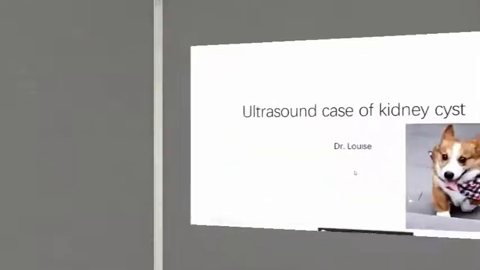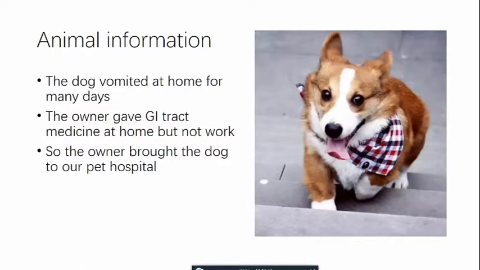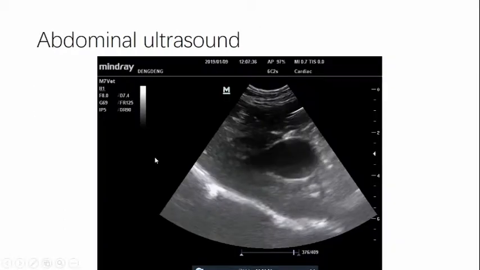Then we did the ultrasound, and now we are going to show you how the ultrasound looks. So this is the dog we talked about with this kidney cyst. The dog vomited at home for many days, and then the owner tried to treat it himself, but it didn't work. So they brought it to the hospital, and we did an abdominal ultrasound.